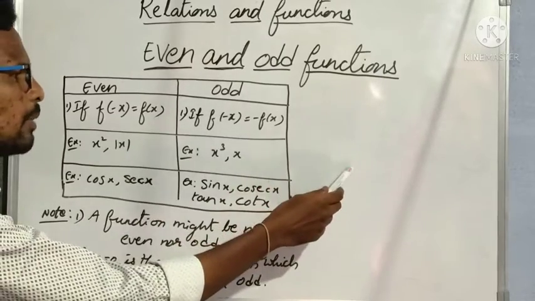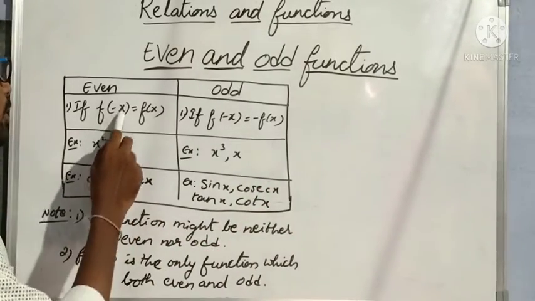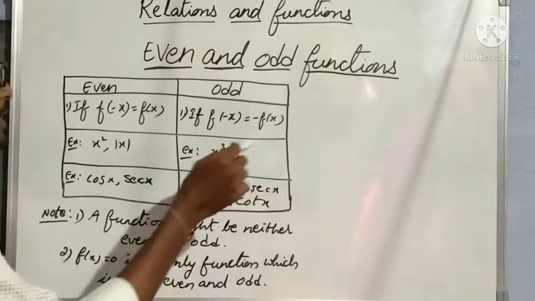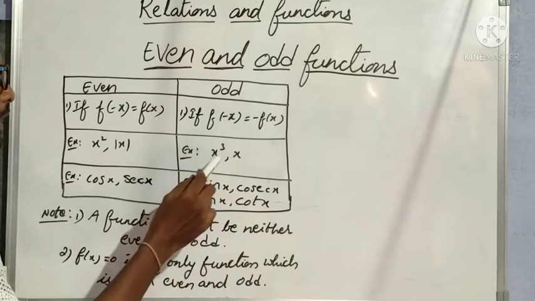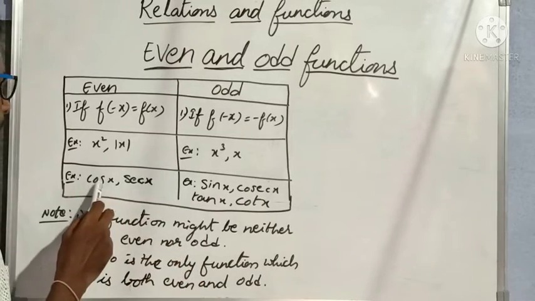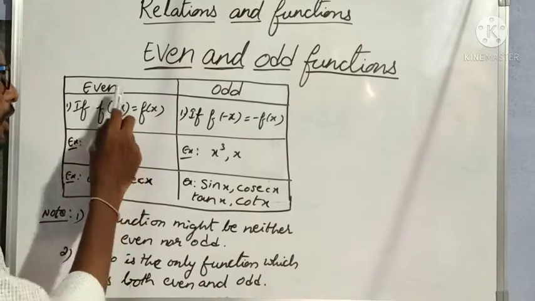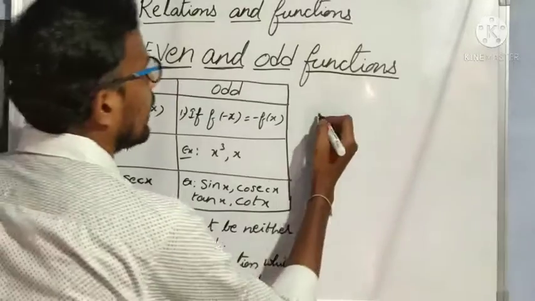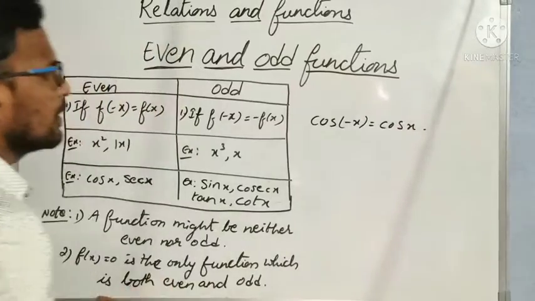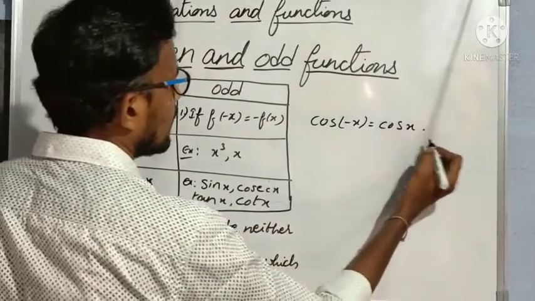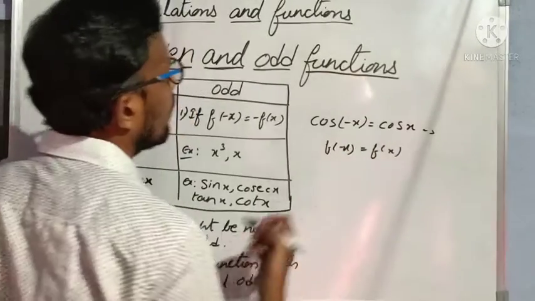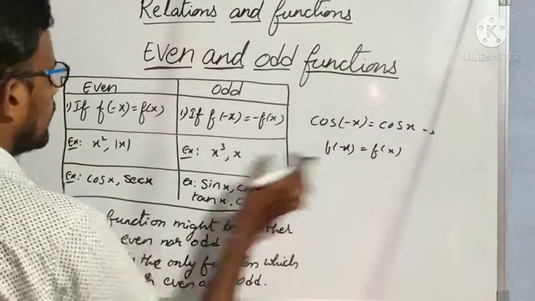Already I have explained in my previous video how I got f of minus x is equal to f of x for x square and for x cube. Okay, if you want I will explain once again. So first keep in mind that x cube and x are odd functions, and when we go to trigonometric functions, then cos x and secant x are even functions. Why? Because cos of minus x is nothing but cos x, correct? So that's why f of minus x is f of x here. Therefore this function is an even function.